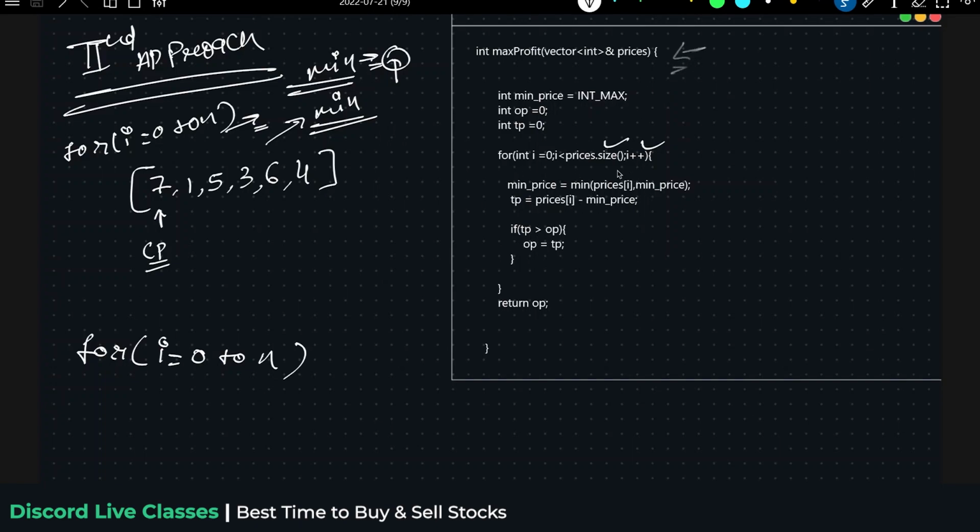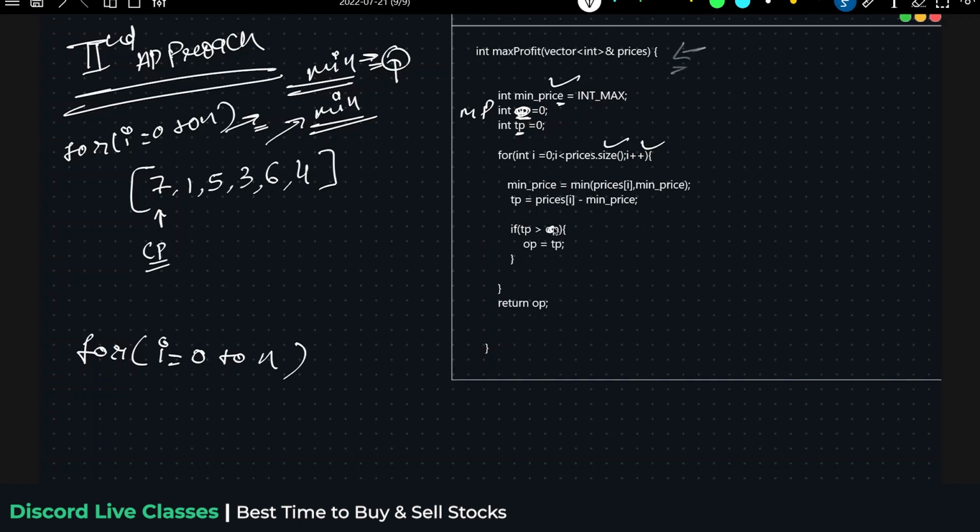What we will be doing in each iteration? I have just defined the minimum price variable. This minimum price variable will contain the minimum value in the array. OP is nothing but the overall profit, and TP is nothing but your today's profit. So what is your today's profit and what is your overall profit? Overall profit, consider it like this, is nothing but the maximum profit. MP, like a maximum profit.